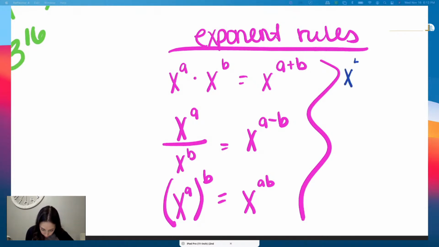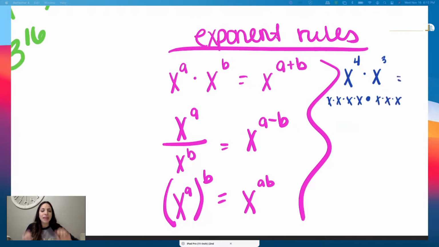to the 4th power times x to the 3rd power, what does that mean? That means I'm doing x times x times x times x times x times x times x. Well, how many times am I doing x? 7. So this equals x to the 7th power.